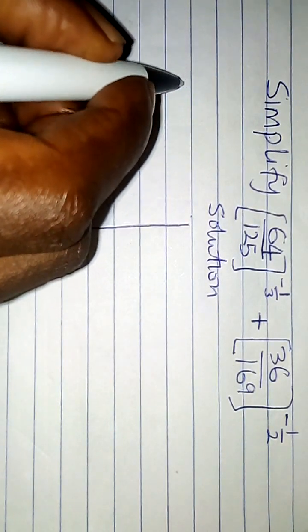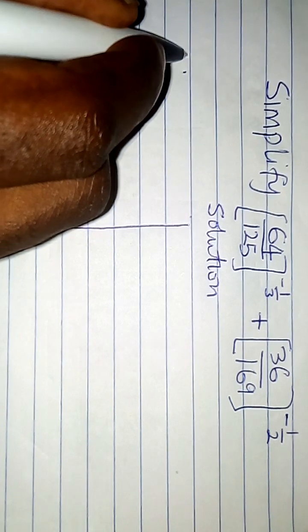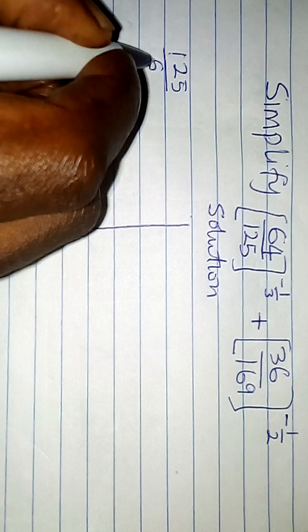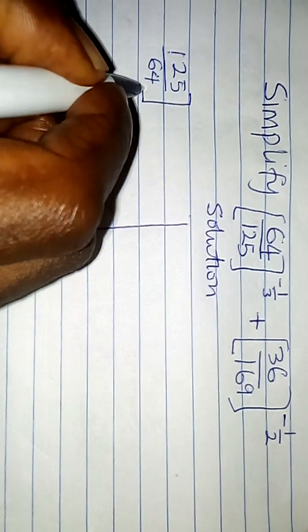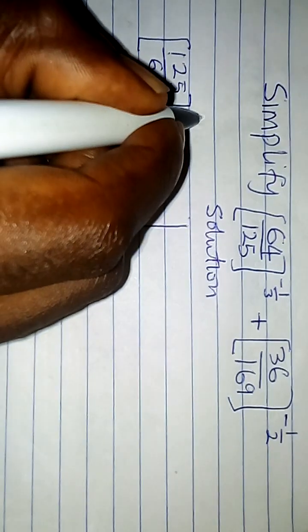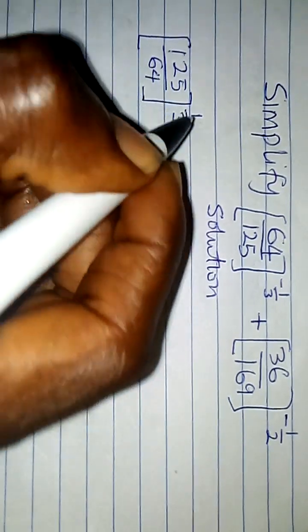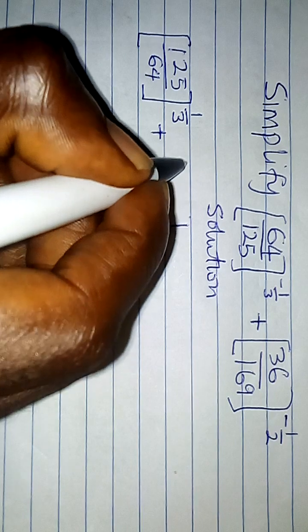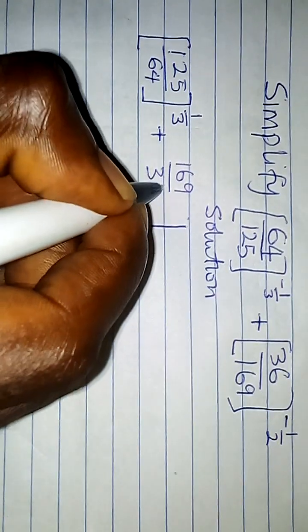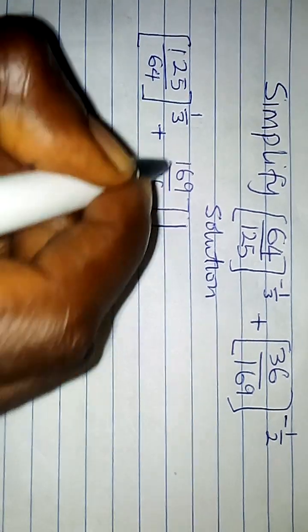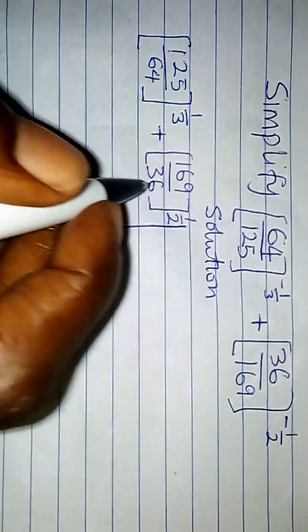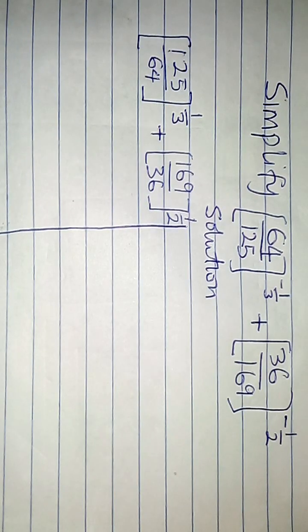So it will become 125 over 64, which will now be raised to the power of 1 over 3, plus 169 all over 36 raised to the power of 1 over 2.